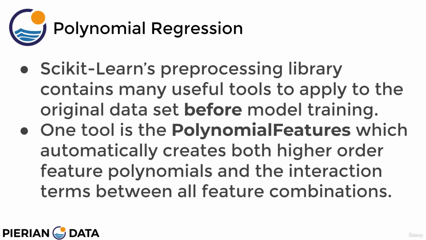Scikit-learn comes with this pre-processing library that contains many useful tools to apply to the original dataset before you actually conduct model training. For example, it comes with tools like normalization or standardization of data. And one tool it comes with is the polynomial features tool, which automatically creates both higher order feature polynomials and the interaction terms between all feature combinations. So let's actually work through a quick example of what polynomial features actually does on a real feature set.